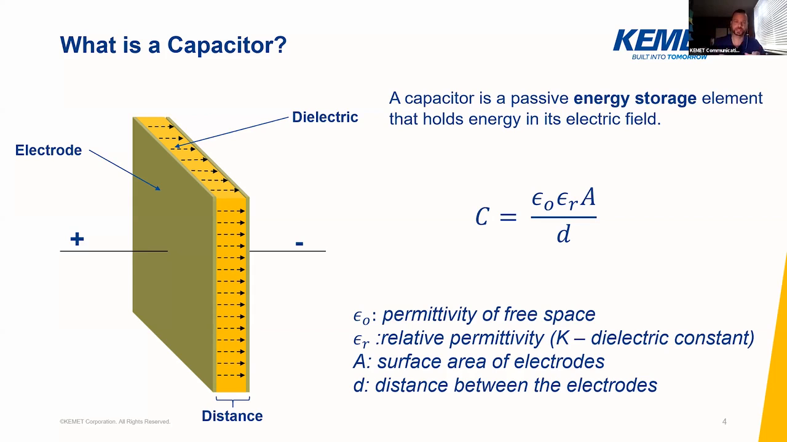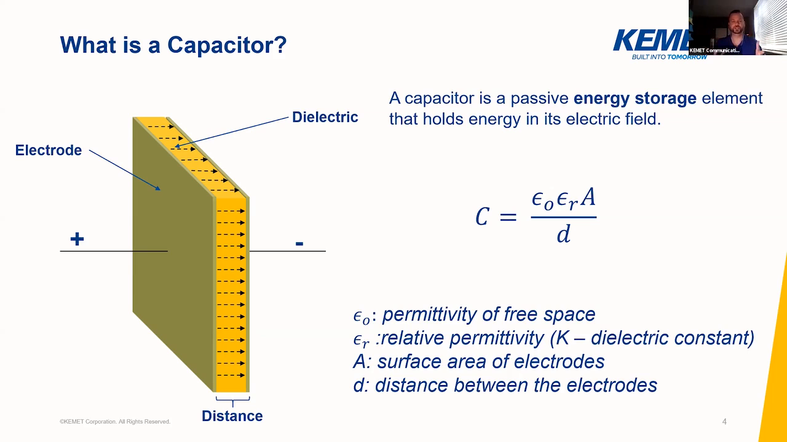So the overall capacitance is epsilon naught, which is the permittivity of free space. And we're actually going to get into what permittivity means. Then multiplied by the relative permittivity, sometimes known as the dielectric constant, or K. So it's the relative permittivity of the dielectric material, and then the surface area of the two electrode plates. And that's a critical component to capacitors. So there are several things you can play with when you want more capacitance. You can pick a material that has higher relative permittivity.